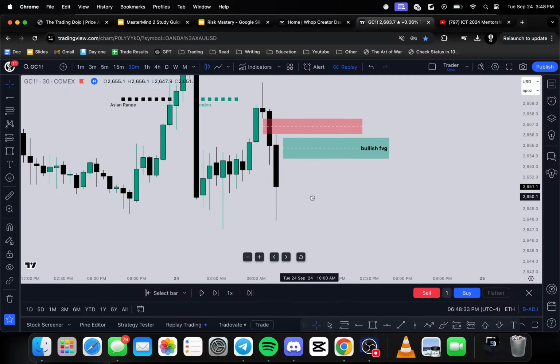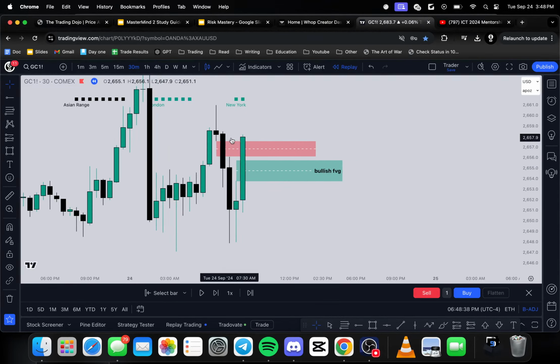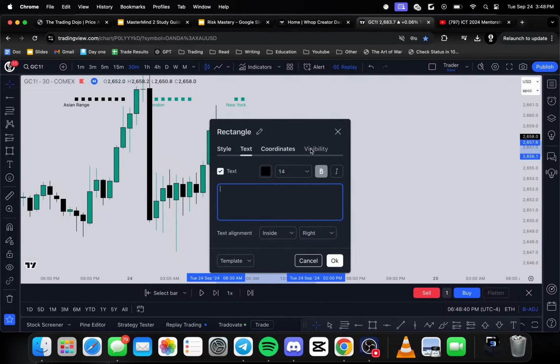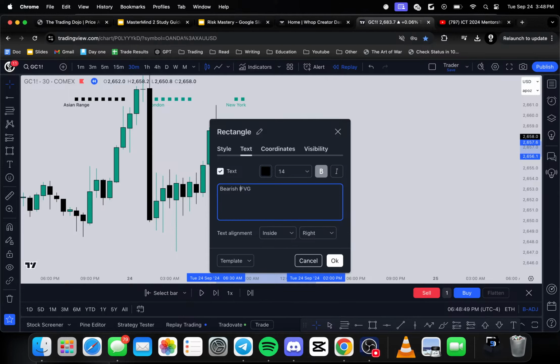Right? And we were running towards the sell side. Once we actually started turning around here and we closed above it, this one became, first it was a bearish FVG. But now that it closed above it, this becomes an IFVG, inversion fair value gap.